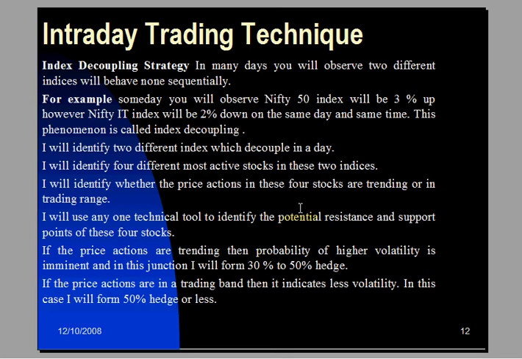Recently we have come up with nearly 34 different intraday trading techniques. All these techniques have been innovated by our team, and each has its unique feature. Out of all these, I am going to present one most important intraday trading technique, which we have named the index decoupling strategy. This is one of the simplest strategies, you can say.